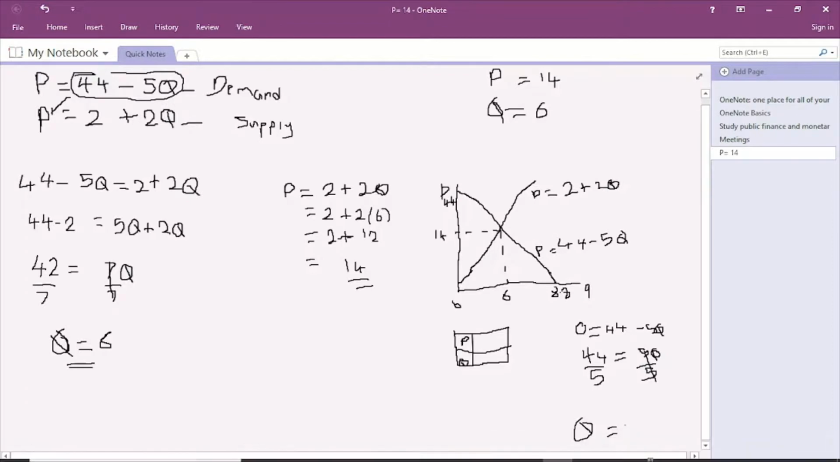That's Q is equal to 8.8 when you divide 44 by 5. And then you connect these 2 points, 8.8 and 44. When you connect these points, that will give you the graph for the demand. You can also do this same calculation for the supply. Let me show you. So if you have supply, let me wrap this to have some space.